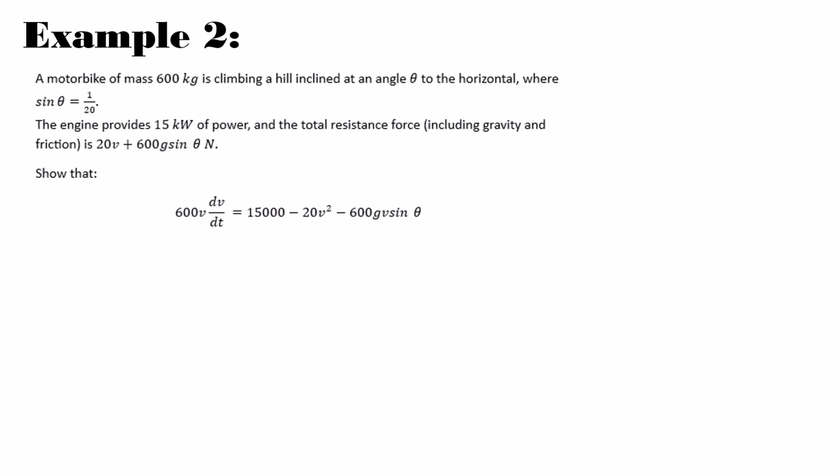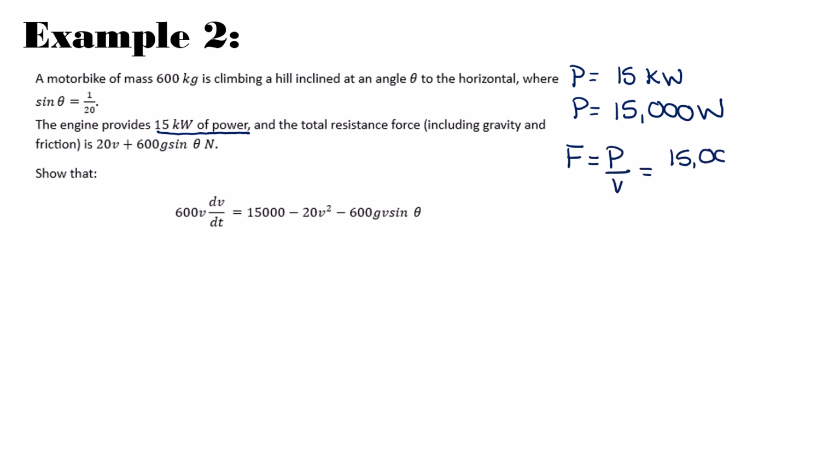So we do have a power here. We have 15 kilowatts of power, so that's P. So we're going to put this into SI units, which is getting rid of that kilo, and into watts. In terms of a force, we're going to have power divided by velocity, which is going to make this 15,000 divided by V. So now when we're putting that onto our diagram, we have a force rather than power.